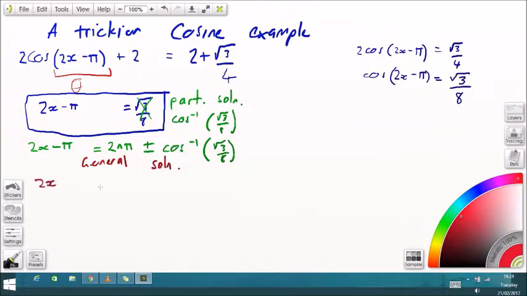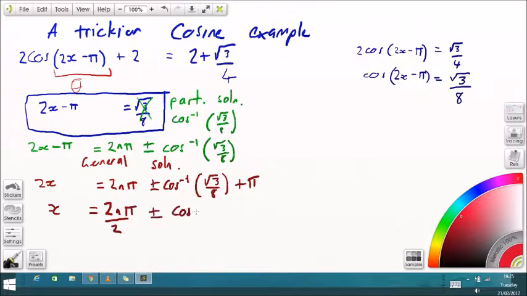I just need to rearrange for x, so plus pi to both sides. Let me just do that. And x by itself, everything divided by 2. Could simplify that, should simplify that. Right, and that there is your general solution for x.